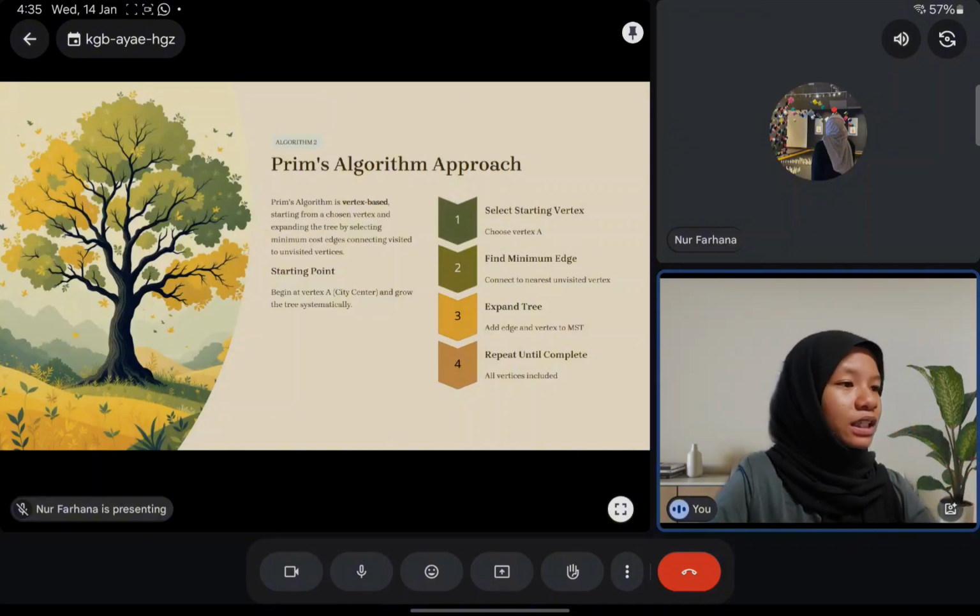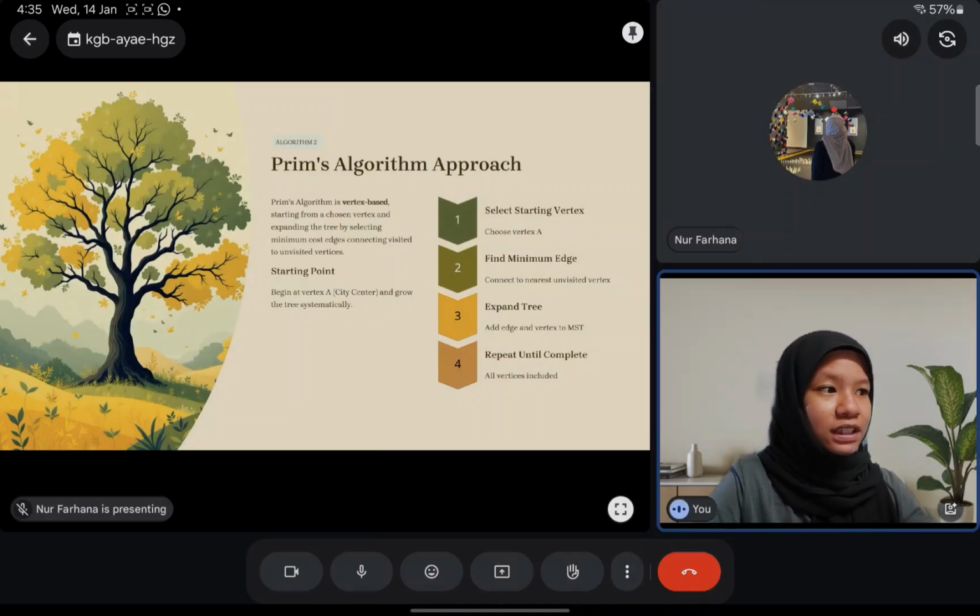Right now I'm going to explain the Prim's algorithm approach. Prim's algorithm is vertex-based, starting from a chosen vertex and expanding the tree by selecting minimum cost edges, connecting visited to unvisited vertices. Starting point: begin at vertex A, city center, and grow the tree systematically.